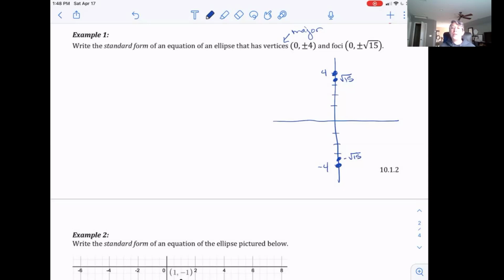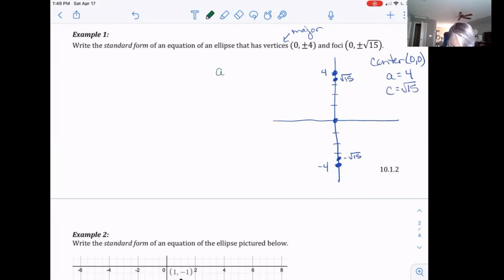But I also have to find my b value. But before we find our b value, this gives us some information. This tells me that my center is at (0, 0), because remember, my center is the midpoint of those vertices. And that distance between my center and my vertices is my a value. So I know my a value is 4. The distance from my center and my foci is my c value, so my c value is the square root of 15. So I need to find my b value.